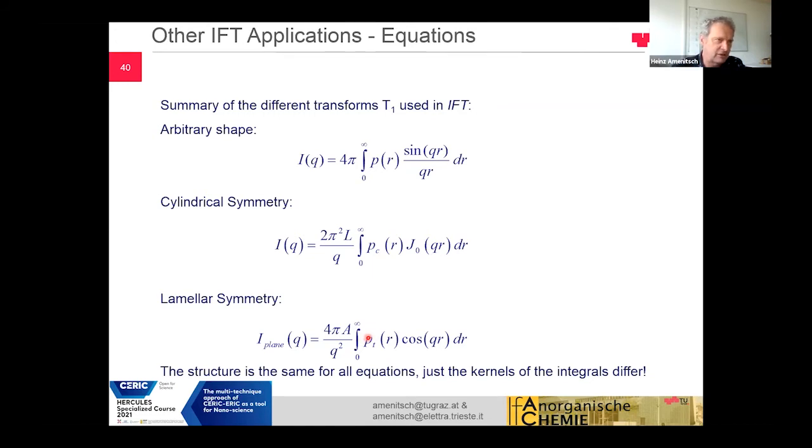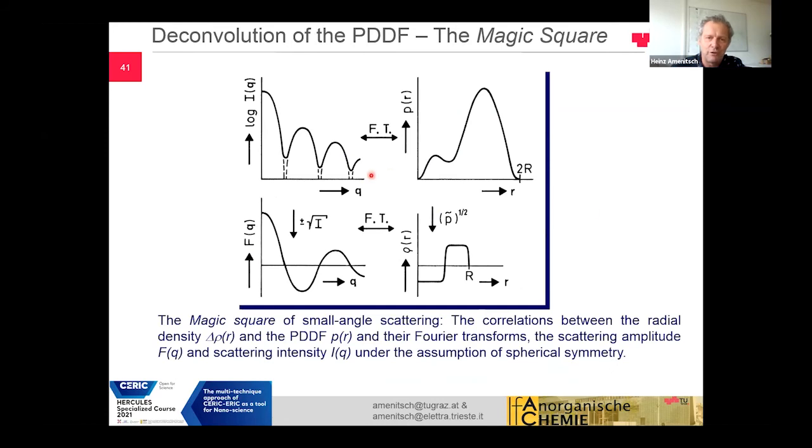You can take different, solve different problems. Also, the size distribution can be solved in the same problem in one shot. Okay, so we managed now to go from the measured scattering pattern to calculate the pair distance distribution function.